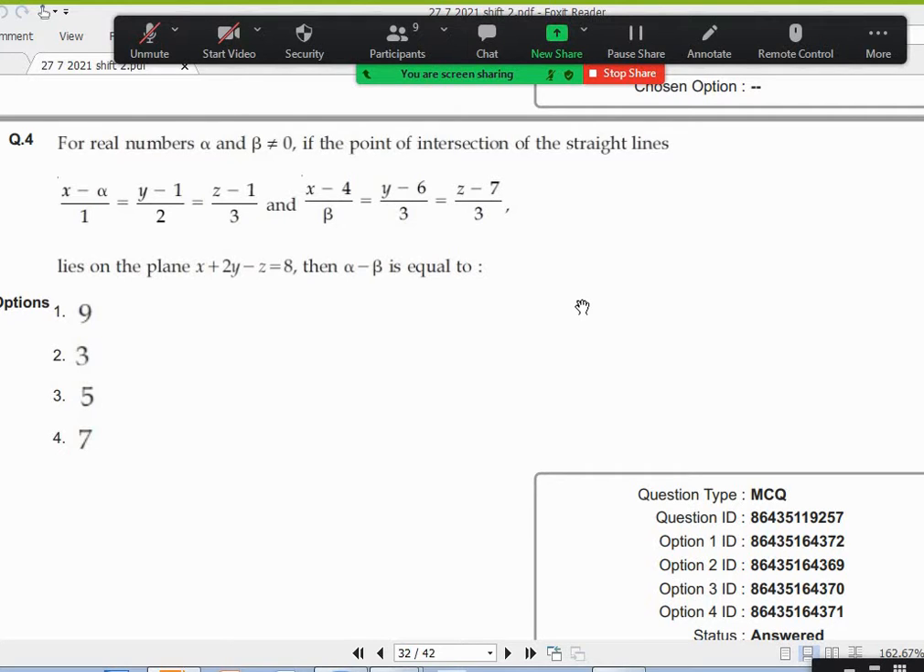This is the fourth question. (x minus alpha)/1 equal to (y minus 1)/2 equal to (z minus 1)/3. (x minus 4)/beta, (y minus 6)/3 and (z minus 7)/3. And x plus 2y minus z is equal to 8. All three should intersect at one point. What is alpha minus beta we want?